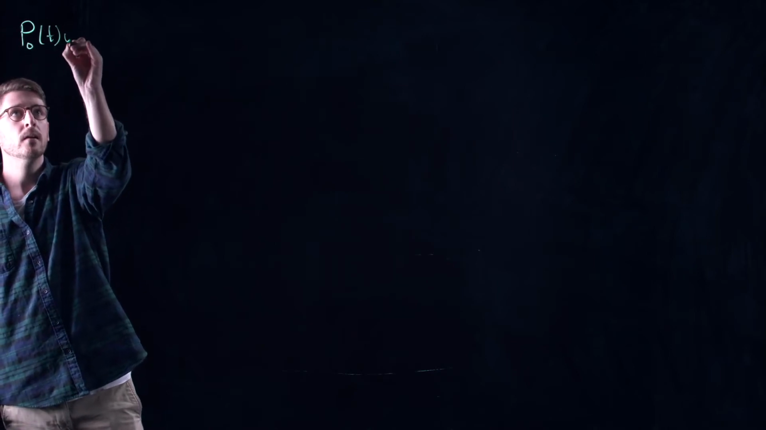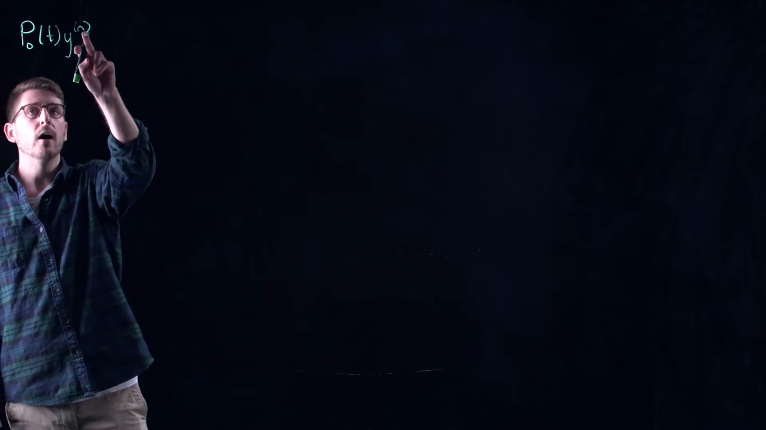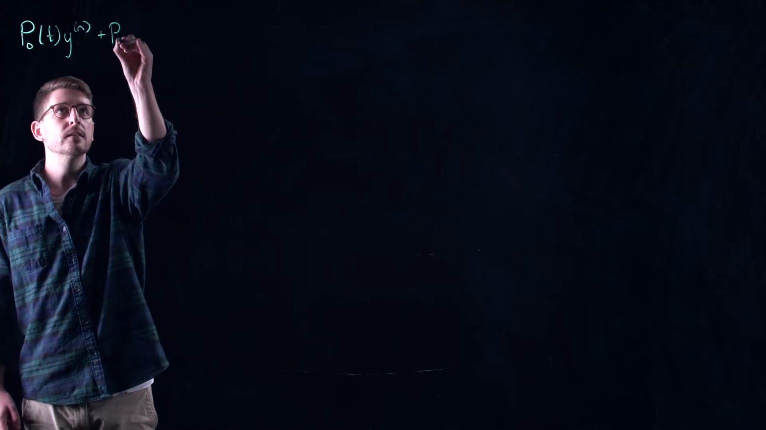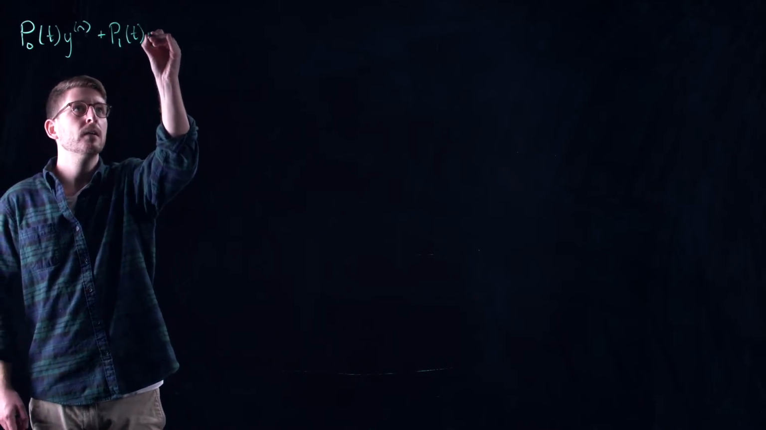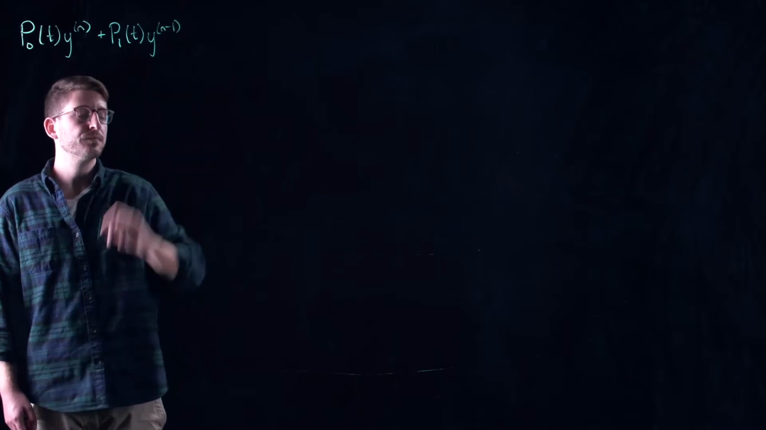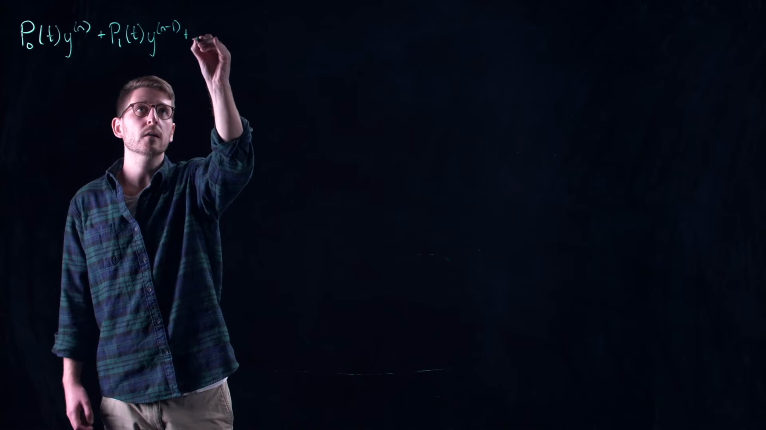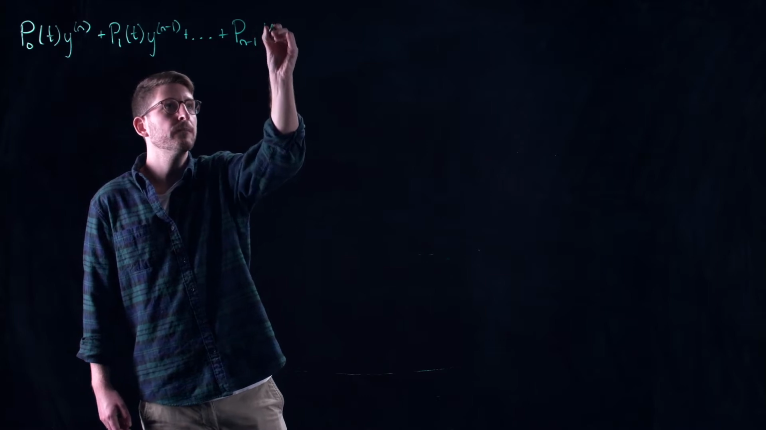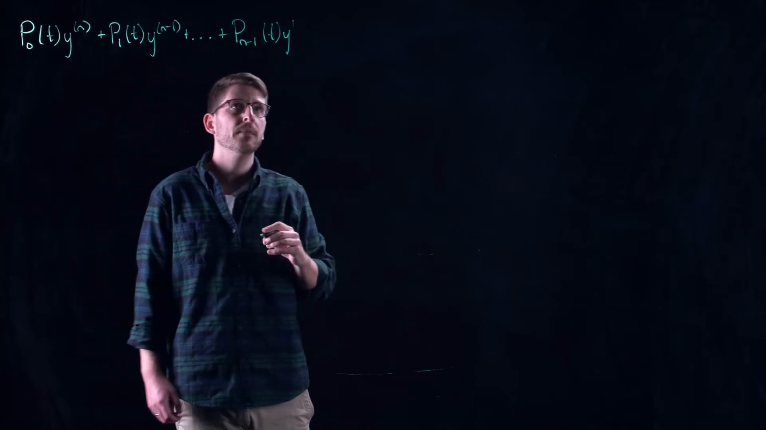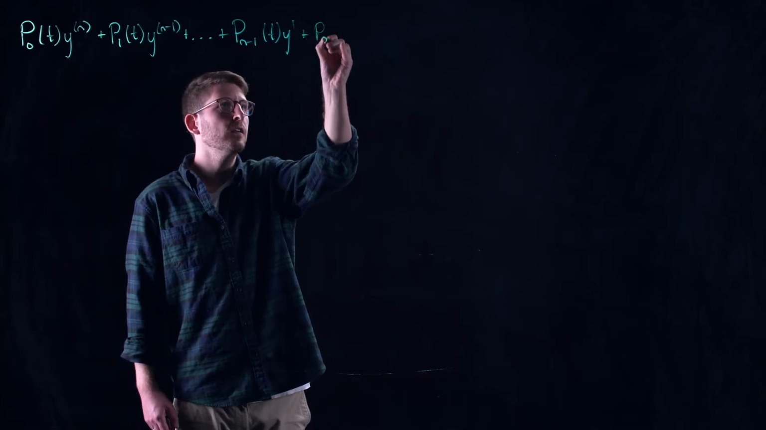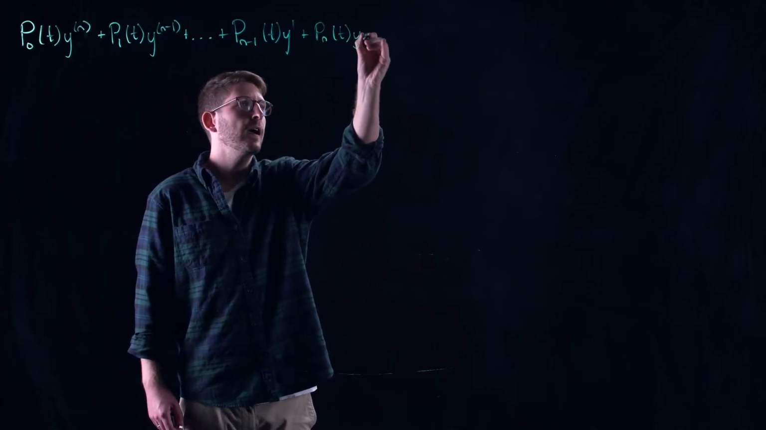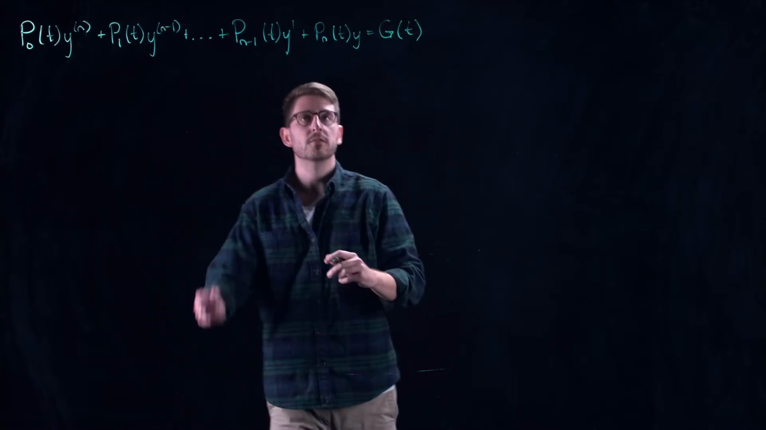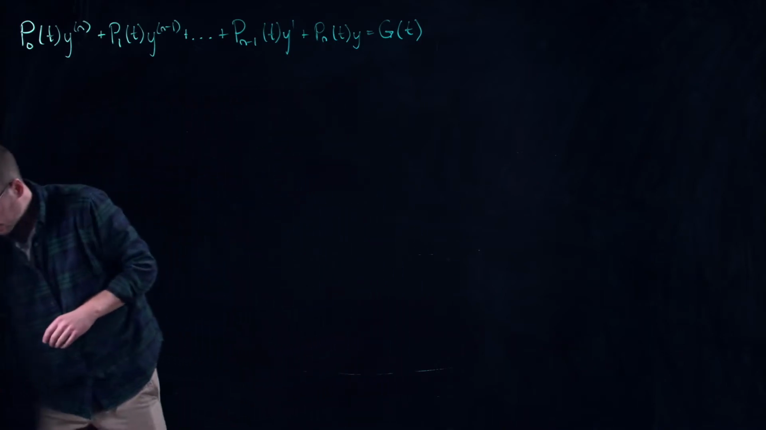P0 of t times the nth derivative of y, and this n in brackets denotes the nth derivative, plus, let's say, P1 of t times the n minus first derivative, and so on and so forth until I get to the first derivative, y prime, and then to the original function, y, and this could be equal to some g of t here, okay? So this can be completely arbitrary.